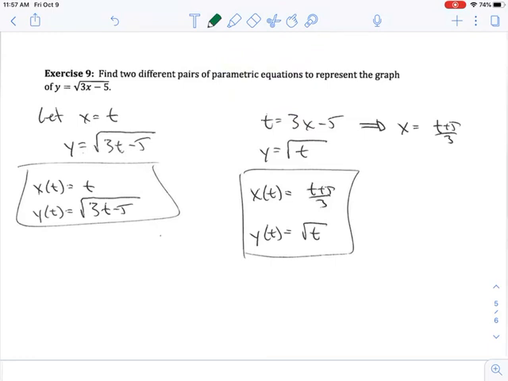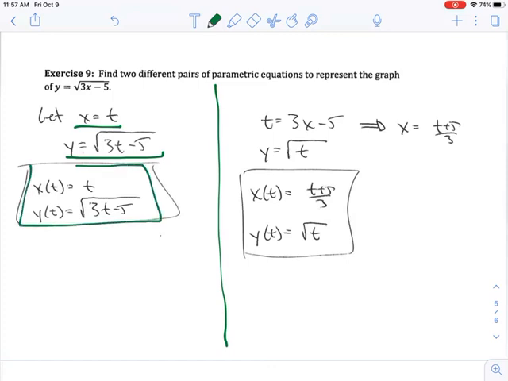All right, so I did this one a couple of different ways. The first and the easiest way to always do it is just let x be equal to t. And then just substitute that in there. You get y equals the square root of 3t minus 5. Writing it in the proper notation, we end up with x of t equals t, and y of t equals the square root of 3t minus 5.